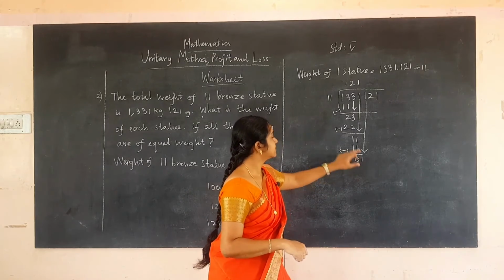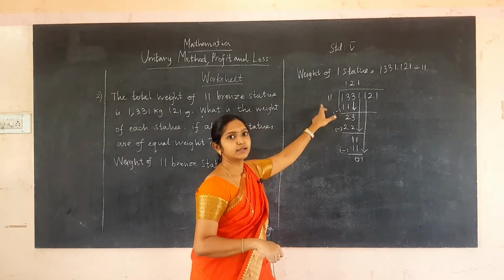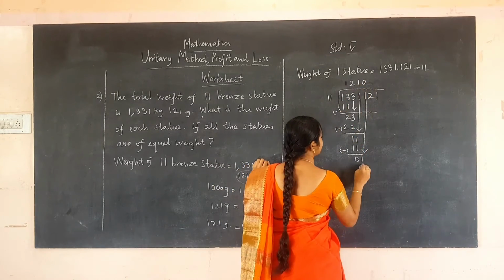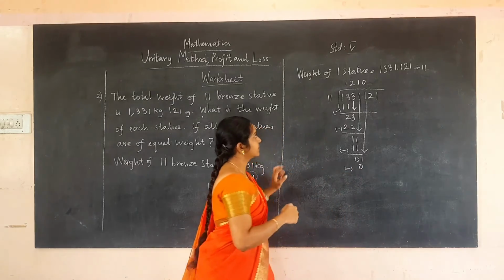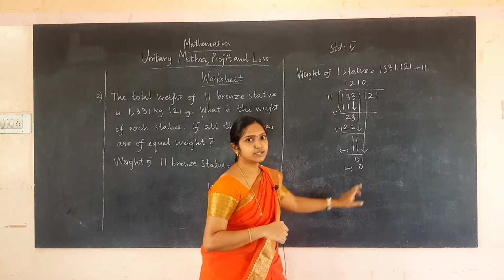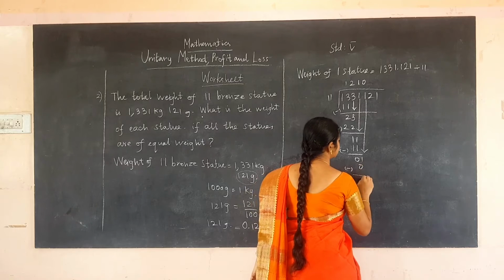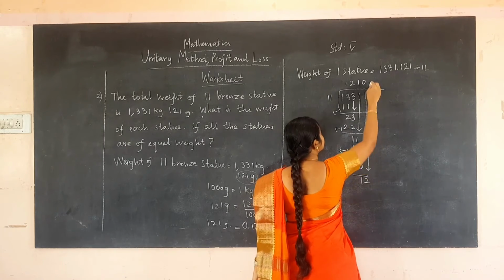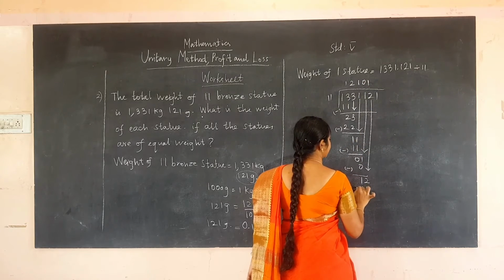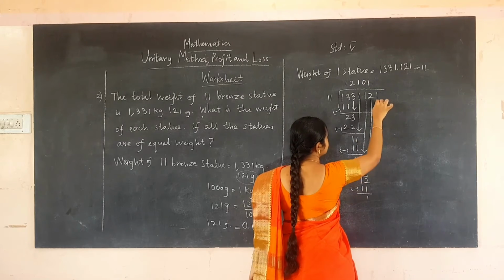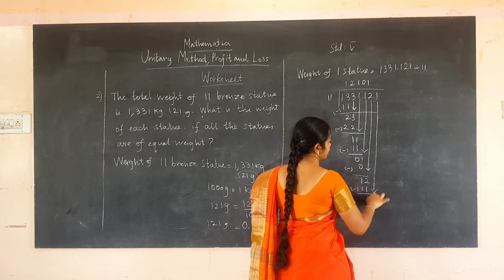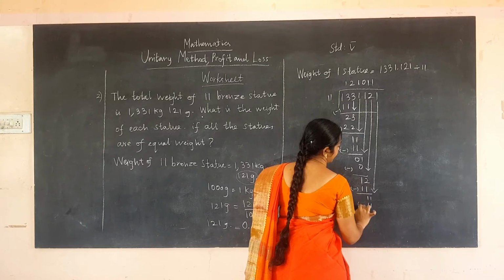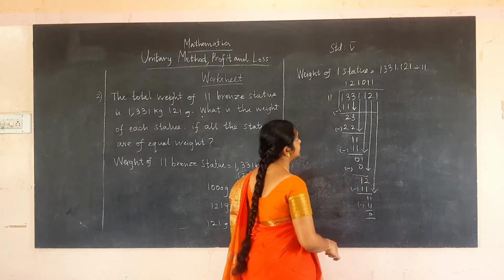1 is smaller than 11. So it is 0 into 11 is 0. 0 into 11 is 0. 1 minus 0 is 1. Next, bring down this 2. 11 ones are 11. 12 minus 11 is 1. Next, bring down this 1. 11 ones are 11. 11 minus 11 is 0.